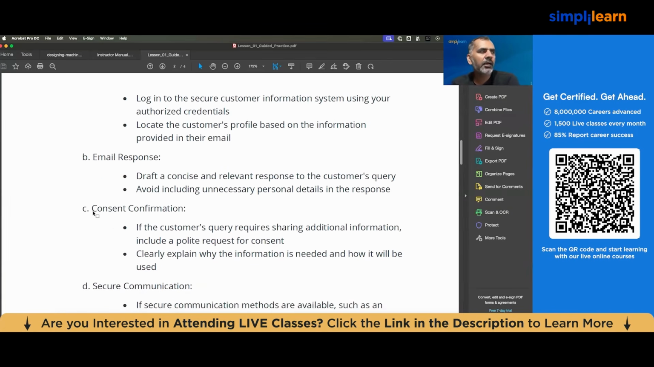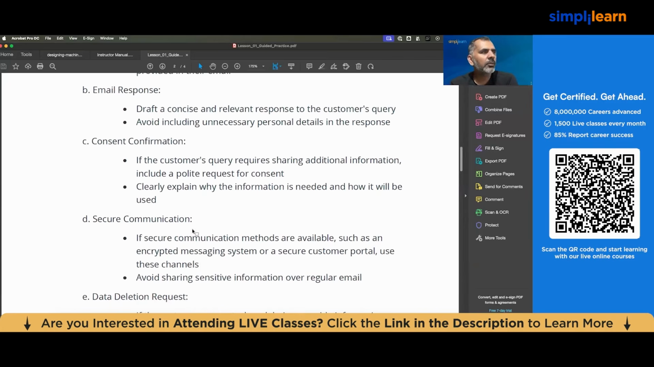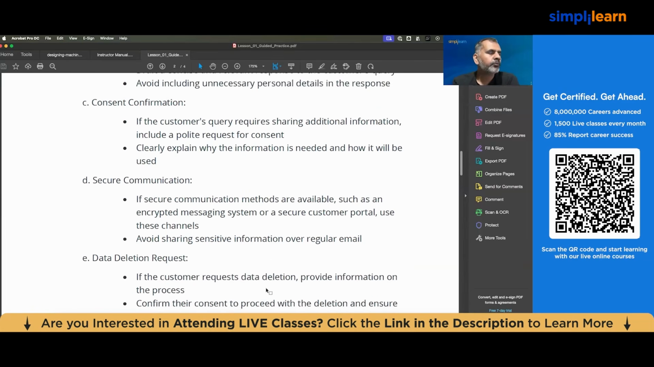Then you should add a consent confirmation. If the customer query requires sharing additional information, include a polite request for consent. Clearly explain why the information is needed and how it will be used. In this way, you are actually maintaining transparency. Then secure communication. If secure communication methods are available, such as an encrypted messaging system or secure customer portal, use these channels. Avoid sharing sensitive information over regular email. You should not use that because it is personal private data.